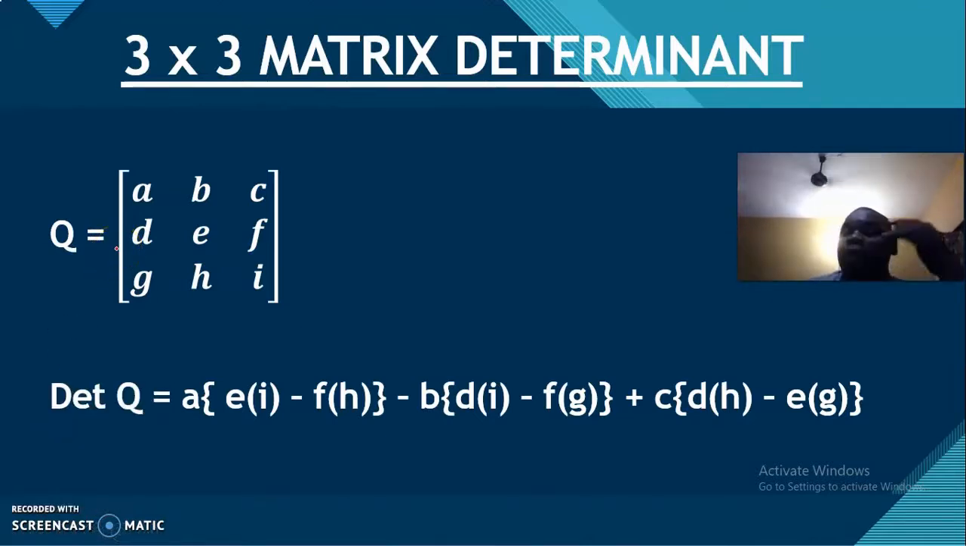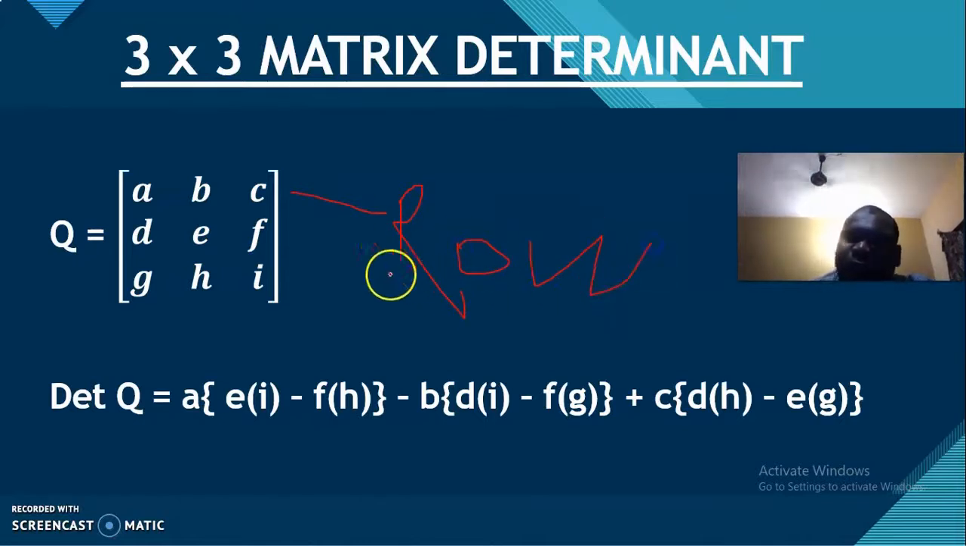So this is the formula we're going to use. Q is equal to A, B, C, D, E, F, G, H, I, the elements in this matrix. To get the determinant Q is equal to A, we are going to erase all the first row. This is a row, this is a row, this is a row. Don't mind my handwriting. And this is a column. So a row is horizontal, a column is vertical.